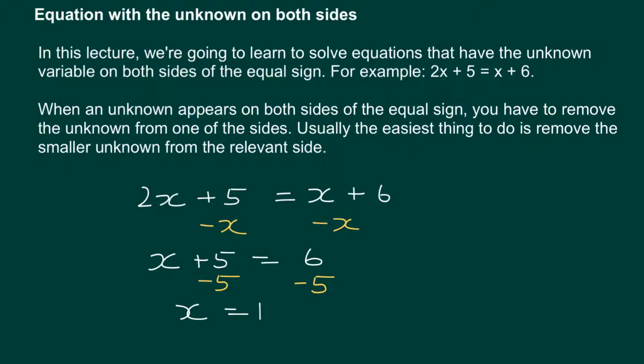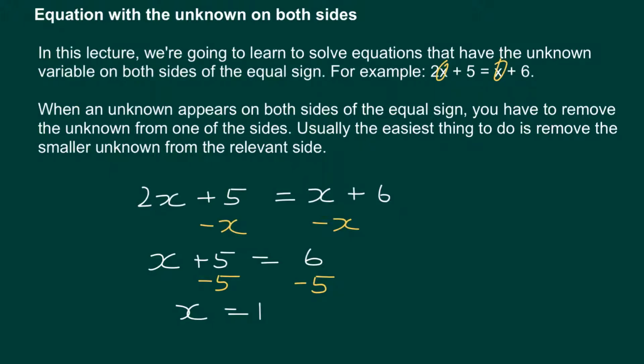In this lecture, we have a look at equations with the unknown on both sides. We're going to be learning to solve these types of equations that have the unknown variable sitting on both sides of the equal sign. An example would be 2x plus 5 equals x plus 6. As we can see, there is the x on both sides of the equal sign. Now this is something that we haven't tackled so far, but it's again pretty straightforward, and I will take you through the process.